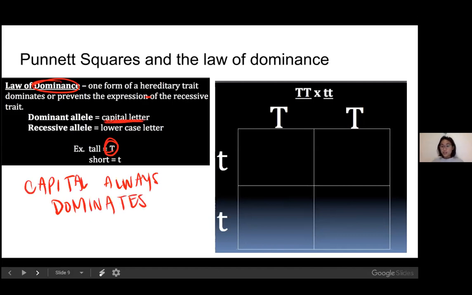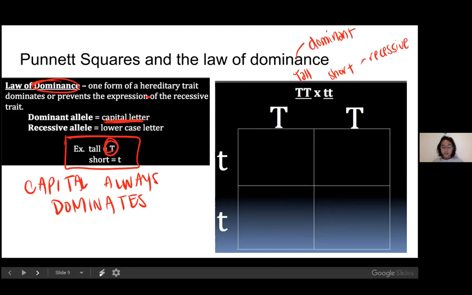So for example, let's fill out this Punnett square over here, right? T is tall, little t is short. And I know that because of this key right here. Turns out that tall is dominant, so I'm just going to mark that as dominant, and short is recessive. And then I'm going to fill out my Punnett square.